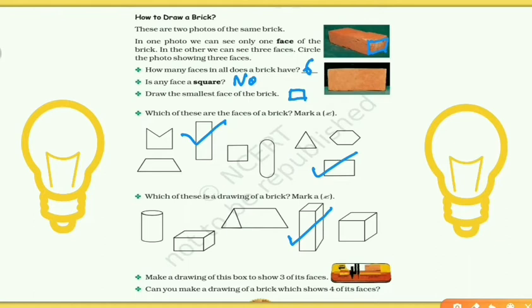Now the next two parts of the question you can try. Make a drawing of this box to show 3 of its faces. As you can see 3 faces of the brick here, in a similar way you are going to draw this box showing only 3 faces. And can you make a drawing of a brick which shows 4 of its faces? Is it possible, children? It is not possible, because whichever way we see, we can only see 3 faces of a brick. To see 4 faces is not possible.